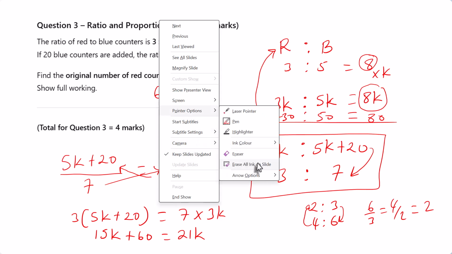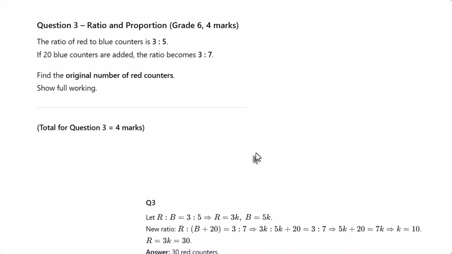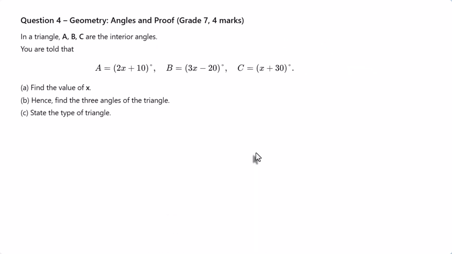Now we're going to go to the next question. The next question is on geometry. So things like angles and triangles. So I'd like you to pause the video and try this one. Again, you don't need a calculator for this question. So pause the video and try question 4.